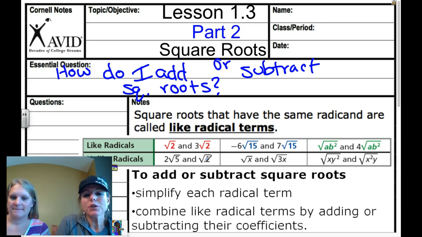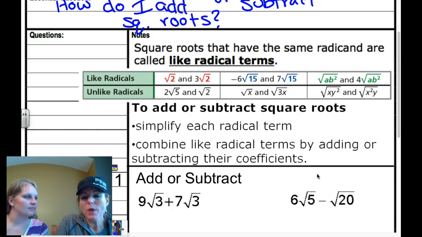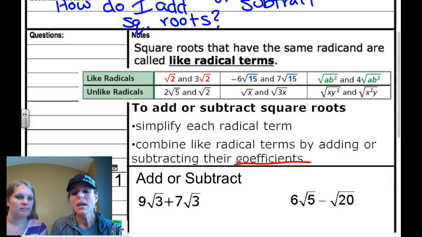And the purpose for getting like radicals is because you can add or subtract radicals if the numbers underneath them are the same. So they're like radicals. So you're telling me that I can add the numbers in front if I have the same radical? Yep, that's correct. So to add or subtract square roots, number one, we have to simplify each radical, possibly. And number two, you're going to combine them by adding or subtracting their coefficients, or, like Miss Boyd said, the numbers in front.